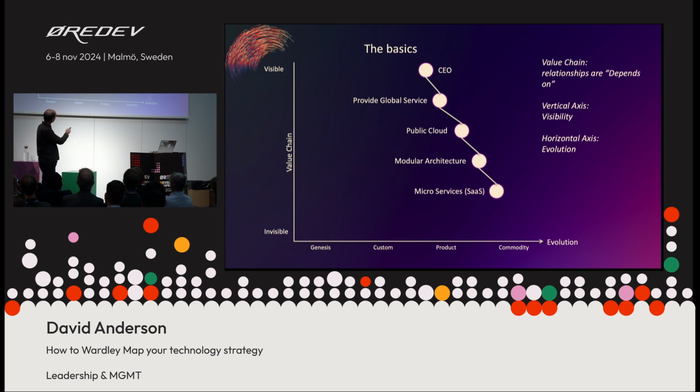So those are the three things. This value chain is these kind of components. They all depend on each other. The vertical axis is visibility and the horizontal is evolution. And we'll stick with this example of, what does the CEO expect from their technology strategy?